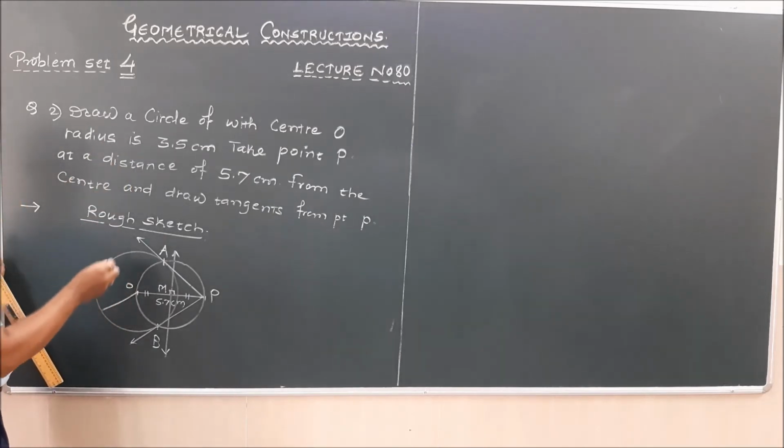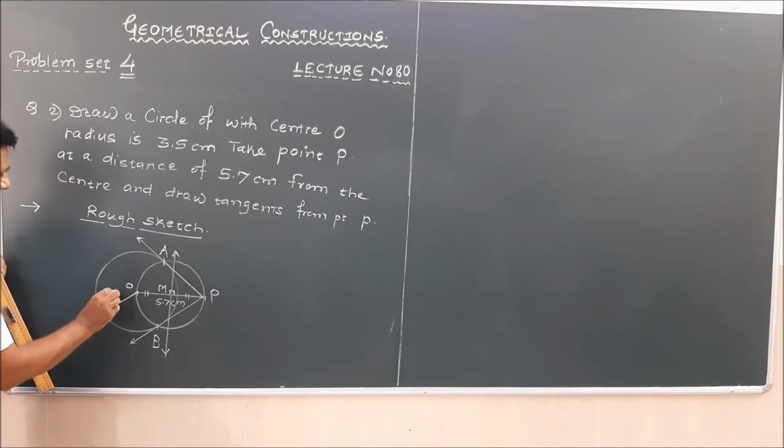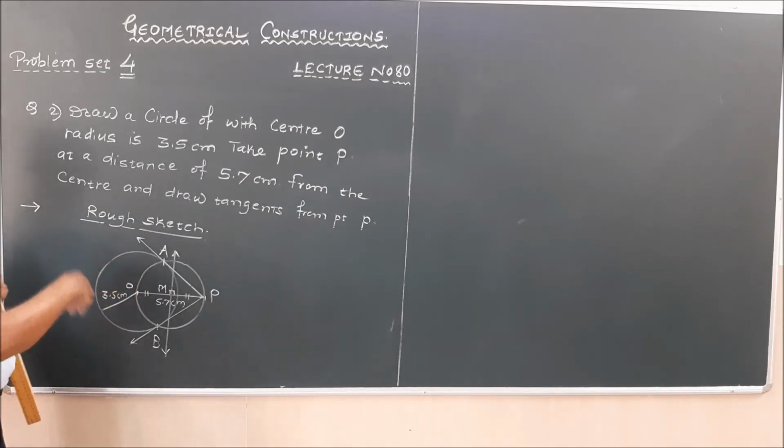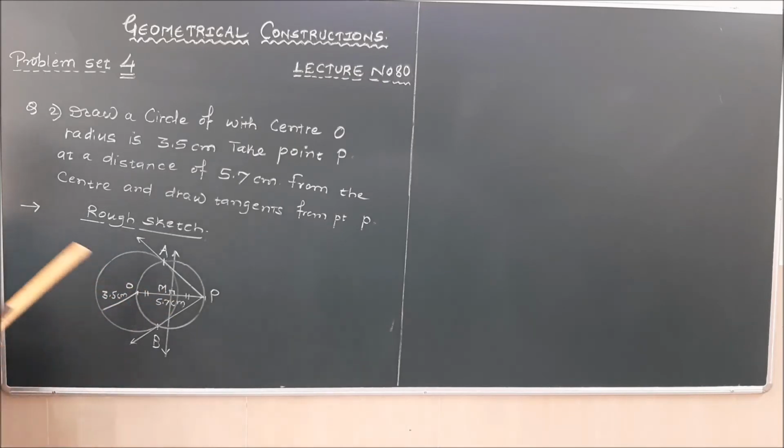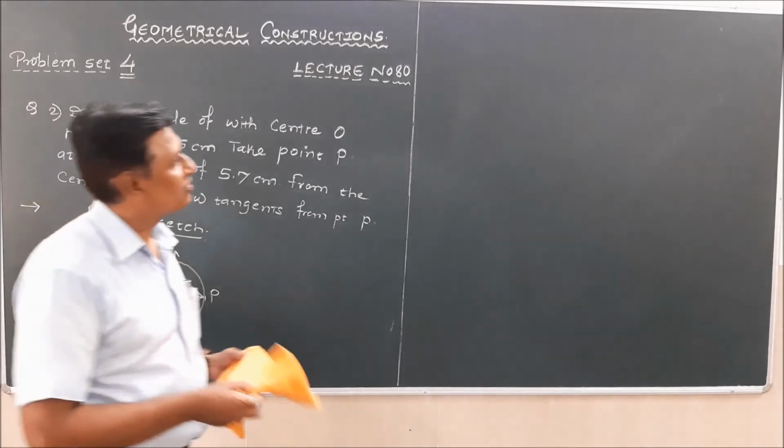Radius of circle is 3.5. So this is how we will find that PA and PB are the required tangents to the circle. These are the required tangents to the circle.